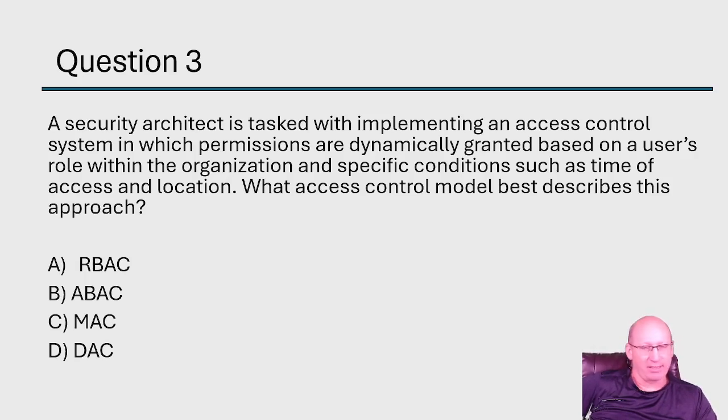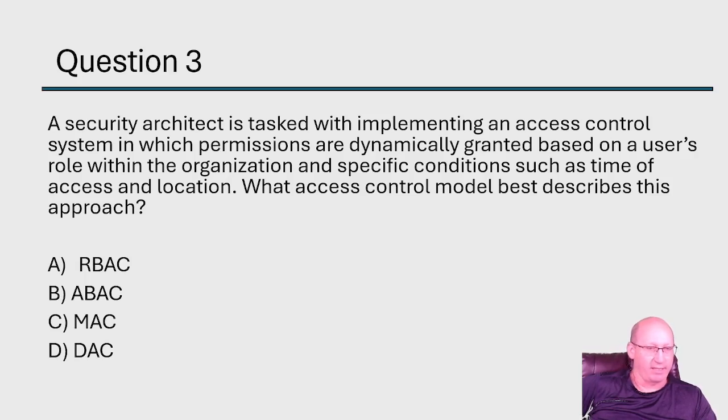And this is a tight one. This question is designed a little bit to fool you. It's designed to dissuade you or move you in the wrong direction, right? So let's tackle this. A security architect is tasked with implementing an access control system in which the permissions are dynamically granted based on the user's role. That suggests role-based access control. And specific conditions such as time of access and location. When we add that second part on there, specific conditions such as time of access and location, that is attribute-based access control.